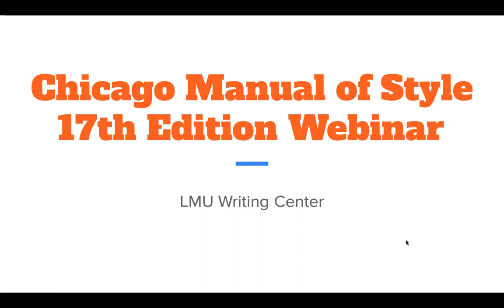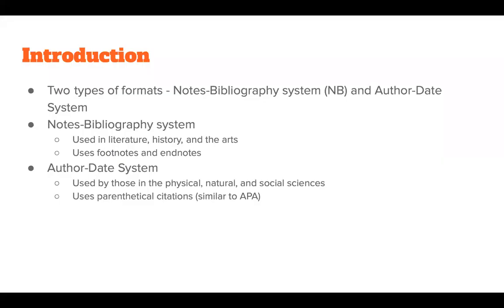So first we're going to go over an overview of what the Chicago Manual style is and the main differences of it compared to other styles. So introducing it, there are two types of formats of the Chicago style. There's a notes bibliography system, which may be referred to as NB in other sources, and there's the author date system. So the notes bibliography system is kind of the iconic look of what we know as Chicago style, and it's commonly used in the disciplines of literature, history, and the arts. And its most notable feature is that it uses footnotes or endnotes.